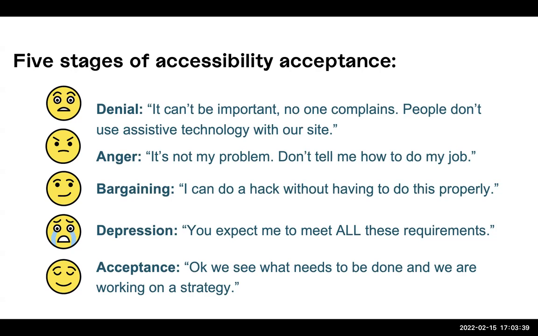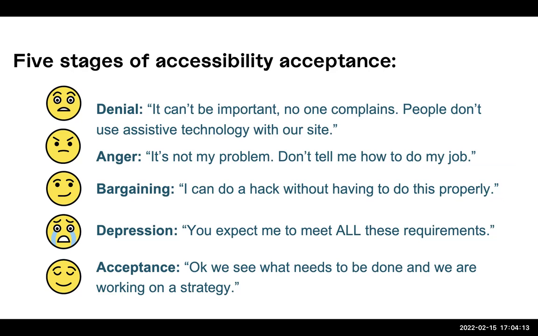And then when the organizations or the decision makers in the organizations learn a little more about accessibility, they start to be angry. It's not my problem. Don't tell me how to do my job. I'm the best in this field. I'm the best in this industry. Don't teach me. Don't preach to me, telling me how to do my job. And of course, moving from one stage to another requires more awareness and more information to be shared with the decision makers.